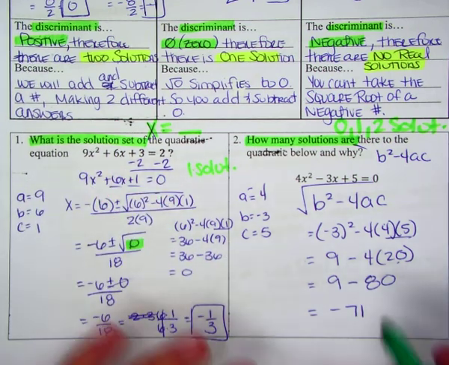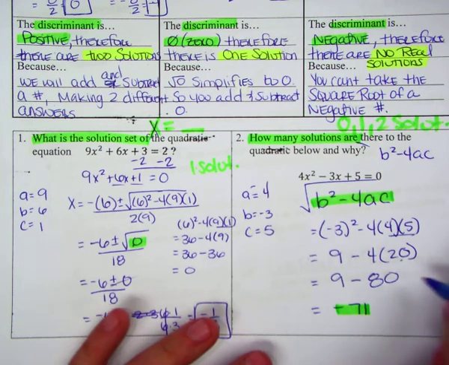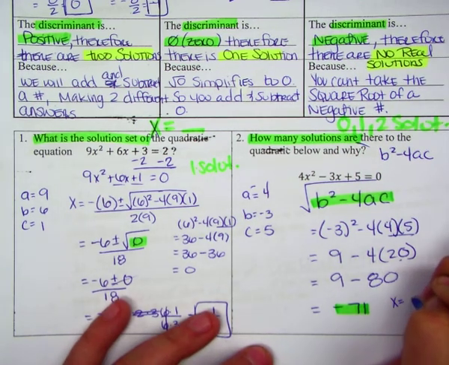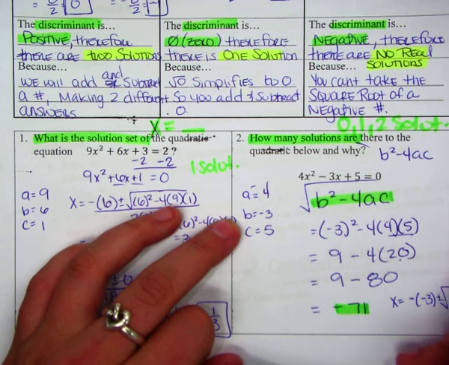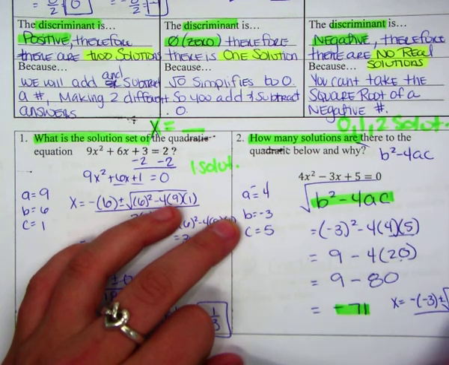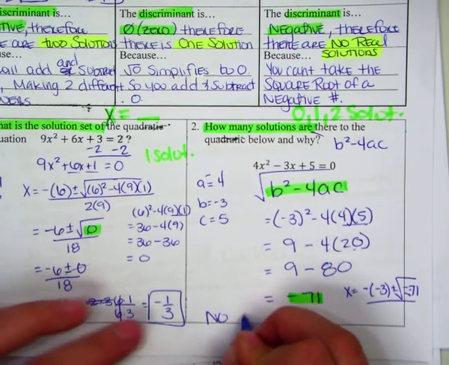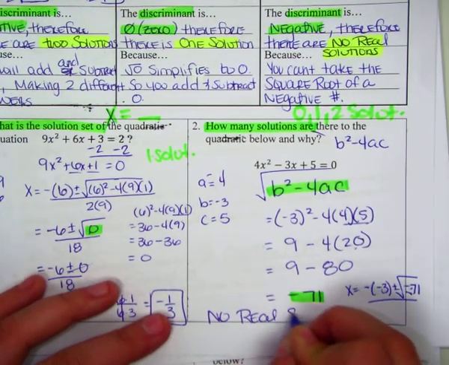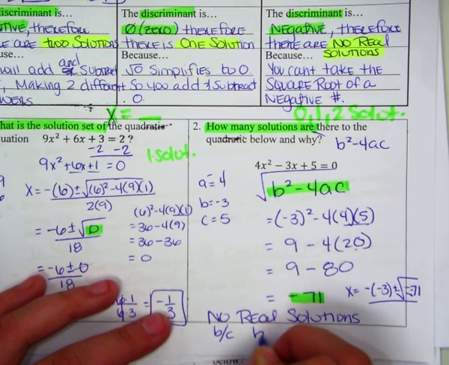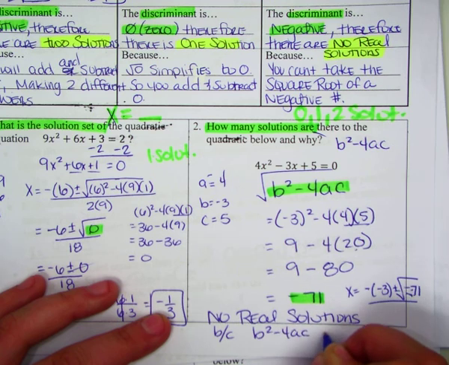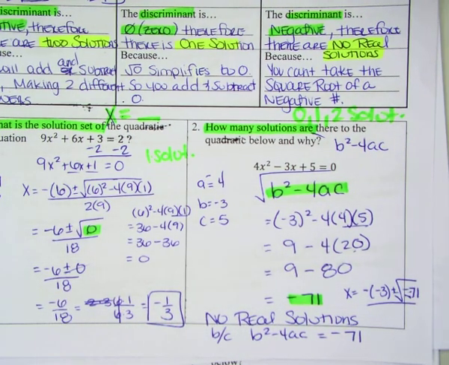So since this would be a negative 71, that means when you're doing your quadratic formula, the value under the square root would be negative 71. So there are actually going to be no real solutions, because b squared minus 4ac equals negative 71. Be sure to check your answer keys.